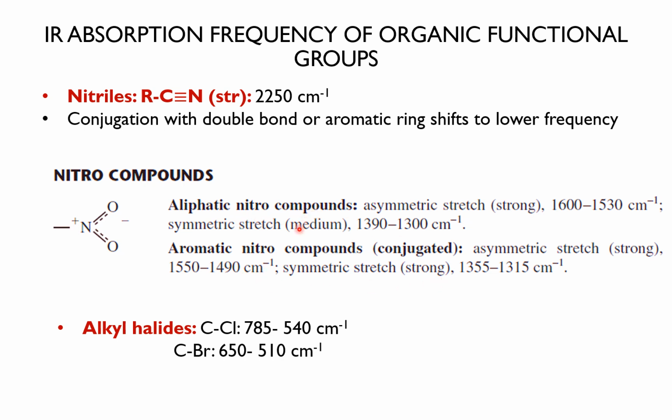For alkyl halides, like if we have carbon chlorine bond, we get band in the range of 785 to 540 centimeter inverse, and for carbon bromine in the range of 650 to 510 centimeter inverse.